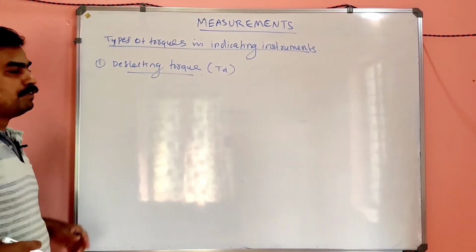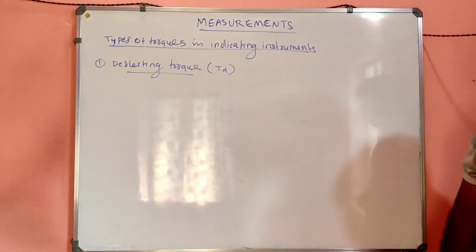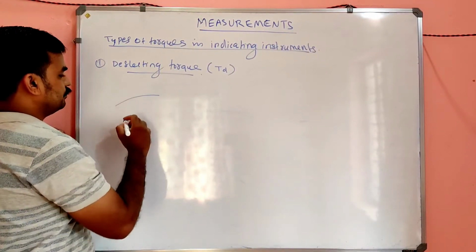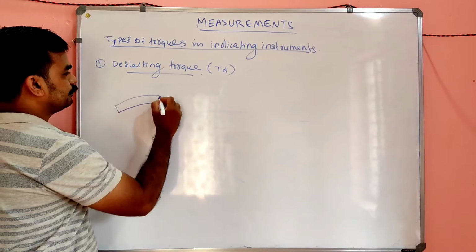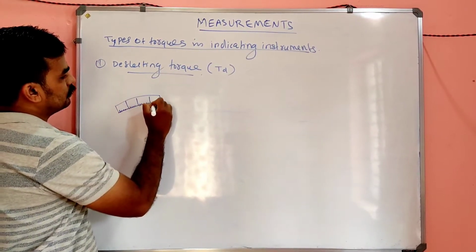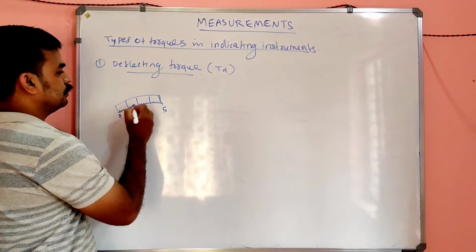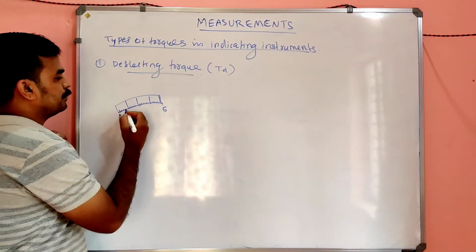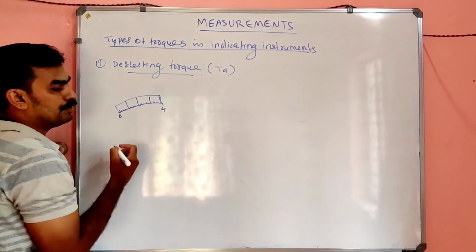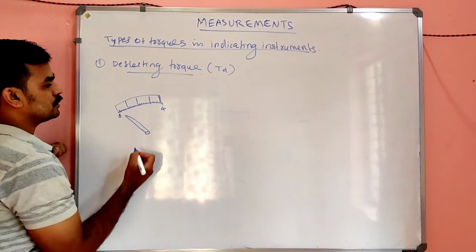Okay, so deflecting torque TD. What is the meaning of deflecting torque, my dears? Suppose you consider a pointer like this, and suppose this is the scale of an instrument, 0 to 4. 1, 2, 3, 4, correct? There will be a pointer like the structure.